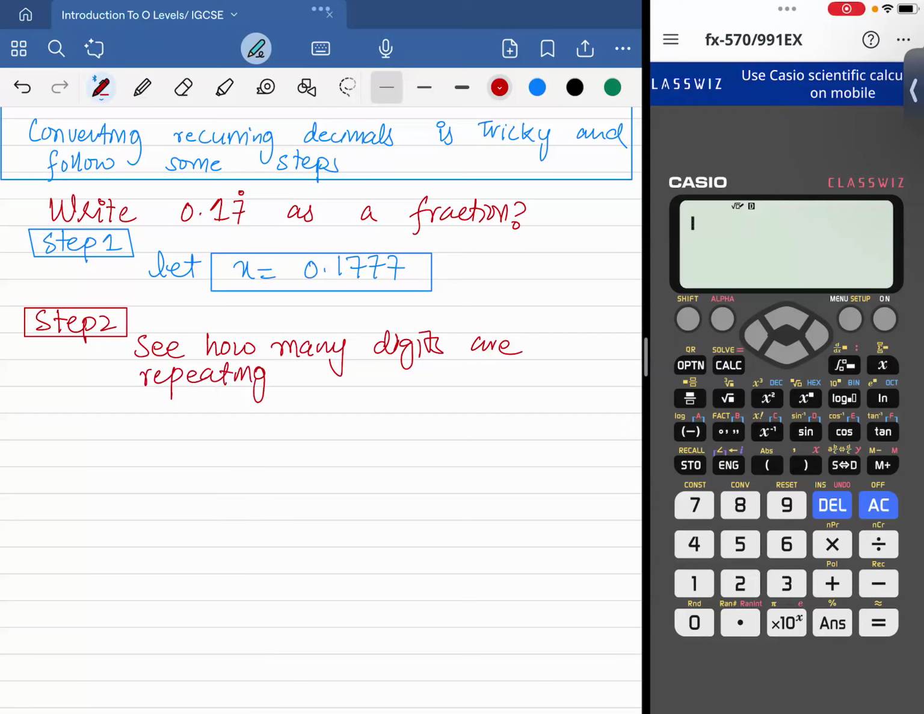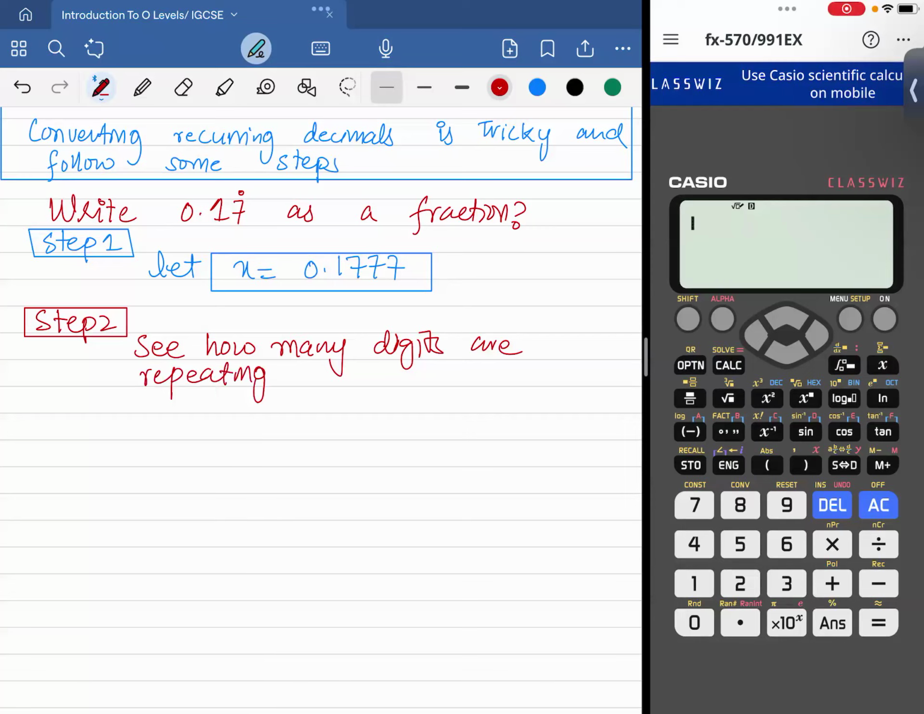In this case, how many digits are repeating? Sir, one. Only one digit is repeating. So multiply, beta, I am writing every single thing in steps so that a sample is ready. Multiply both sides by 10, because one digit is repeating.